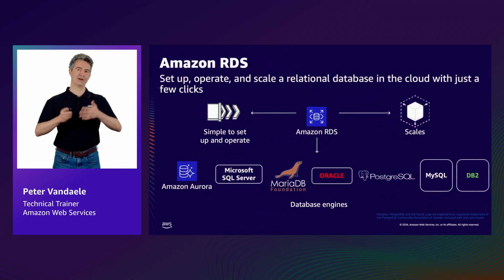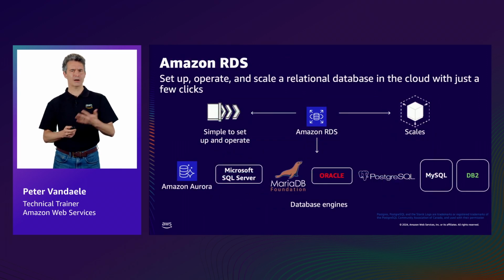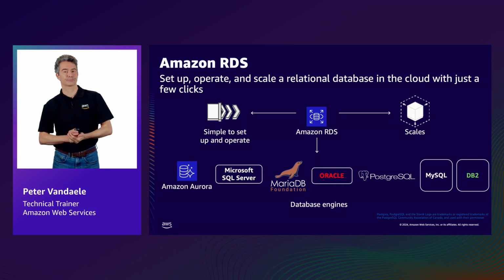First up, we have Amazon RDS. RDS makes it easy to set up, operate, and scale a relational database in the cloud. Being a managed service, RDS provides cost-efficient and resizable capacity and handles all the time-consuming database administration tasks. It allows you to focus on your applications.